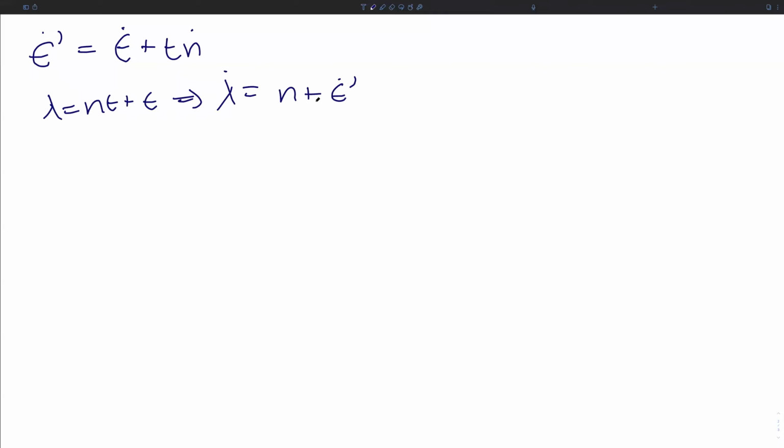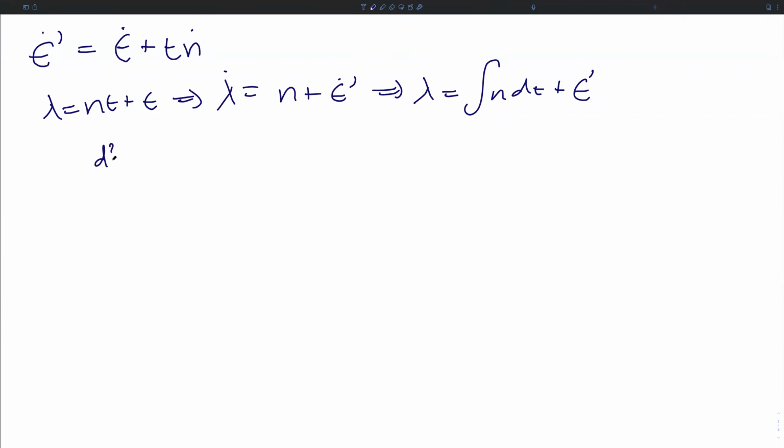We can define epsilon dot prime as epsilon dot plus t n dot. That is the original variation in the mean longitude at epoch plus time times the derivative of the mean motion. Since lambda is equal to nt plus epsilon, we can write lambda dot is equal to n plus epsilon dot prime. And that means lambda is the integral of the mean motion in time plus epsilon prime.